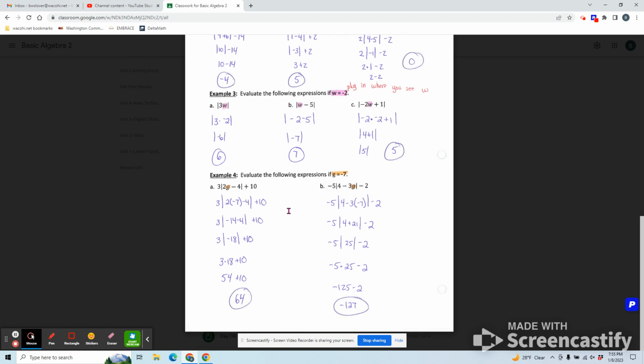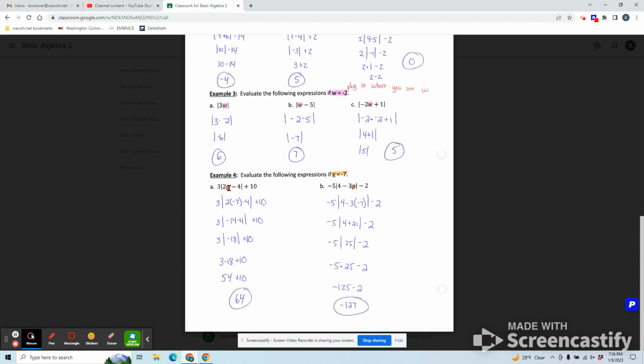Example 4 is probably the most complicated one that you're going to see. We've talked about this before. Complicated doesn't necessarily mean that they're super difficult. It just means that there's a lot of steps, and that's why it's complicated. Okay, but we break them into manageable steps.